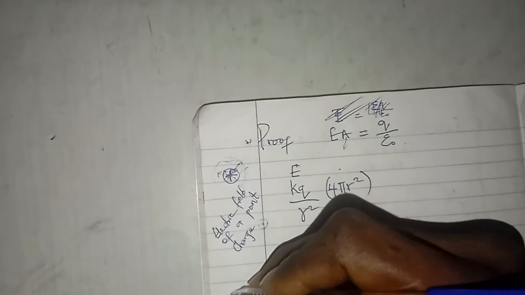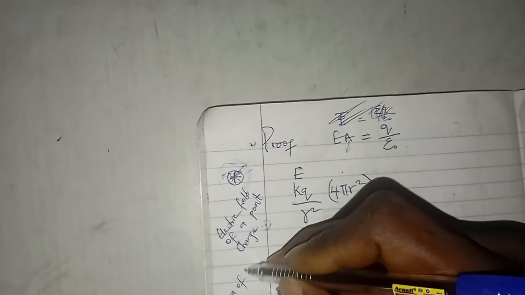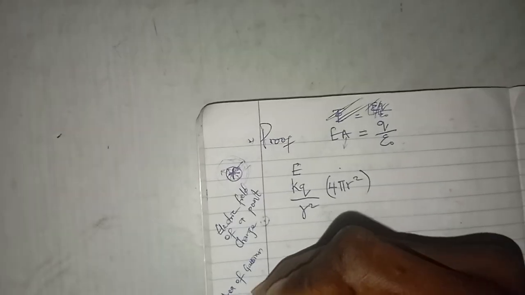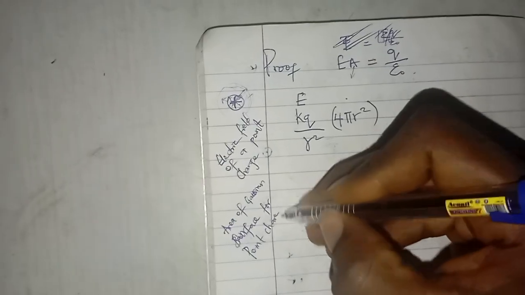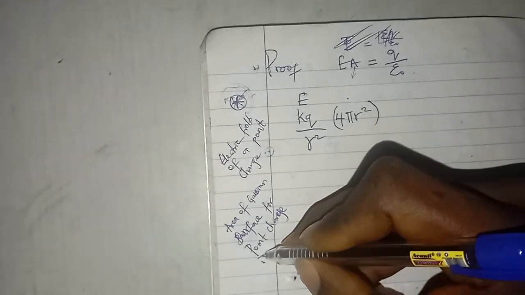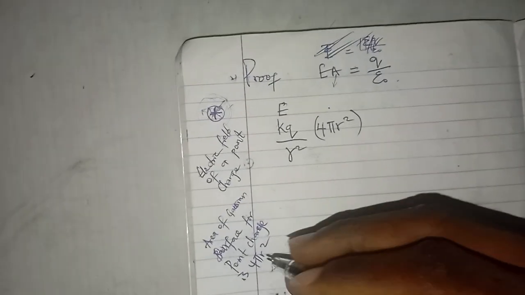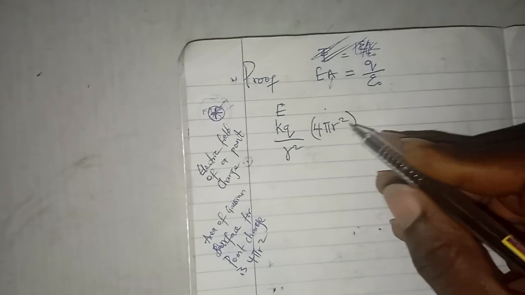You need to note this. The area of Gaussian surface for point charge is 4 pi r square. That is, when you differentiate the volume of a sphere, you get the area. So you have it there.